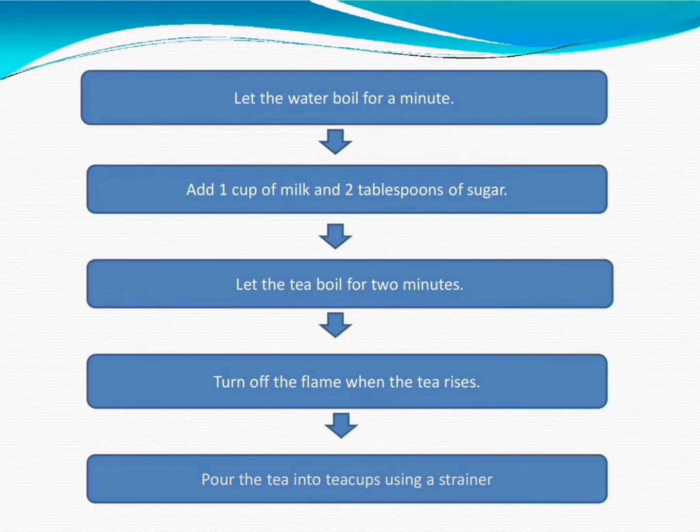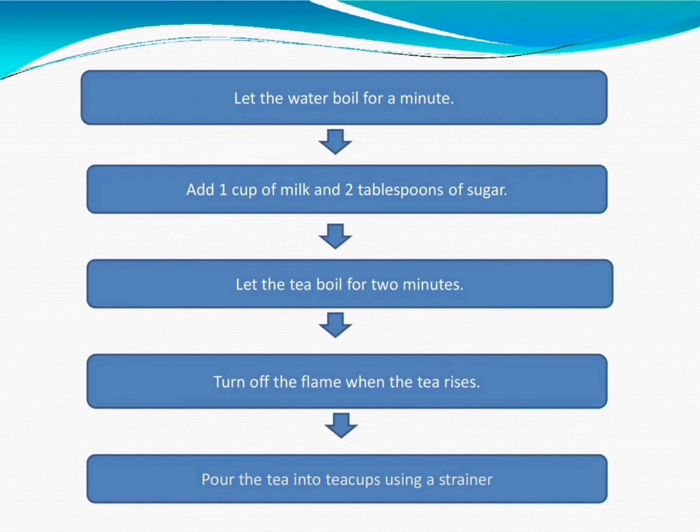Let the water boil for a minute. Add 1 cup of milk and 2 tablespoons of sugar. Let the tea boil for 2 minutes. Turn off the flame. When the tea rises, pour the tea into teacups using a strainer. Okay. So, this is the proper procedure to make a tea.